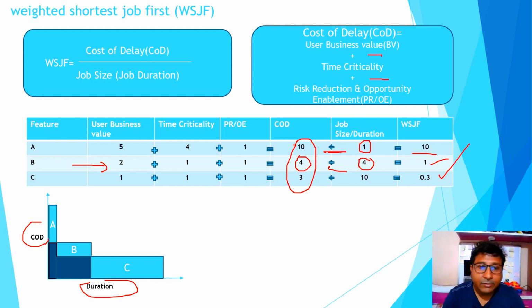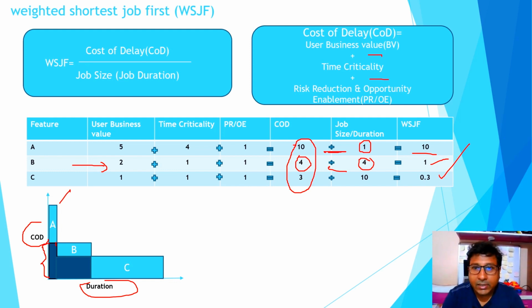Let's see, if I do this particular feature A first, then from the start, it will take, let's say, 1 day, as I mentioned. And until and unless you are delivering A, the cost of delay is getting incurred. That means for 1 day, this 10 cost of delay is getting incurred.